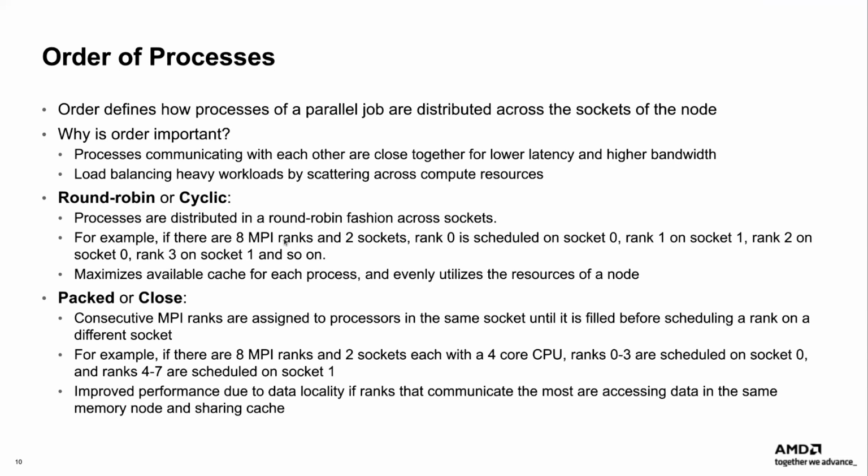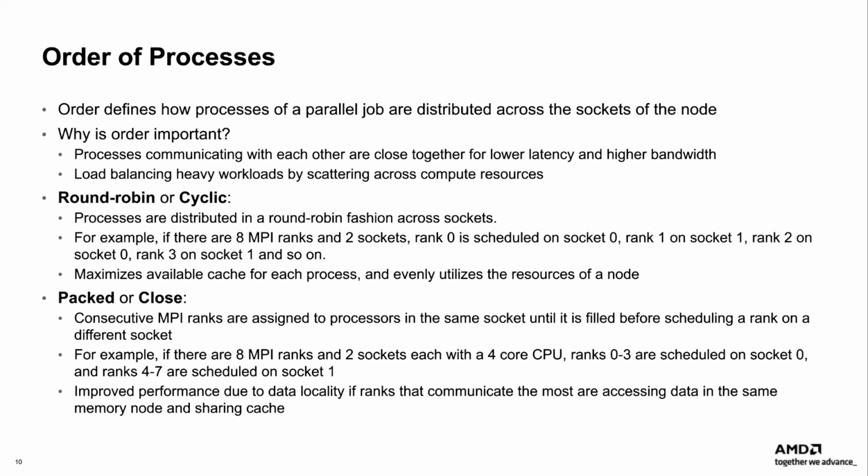For example, if we had 8 MPI ranks and 2 sockets, rank 0 is scheduled on socket 0 and rank 1 on socket 1 and so on. What this helps us with is it maximizes the available cache and evenly utilizes the resources of the node. When we have a packed or close ordering, consecutive MPI ranks are assigned to processes in the same socket until it is filled before scheduling a rank on another socket.